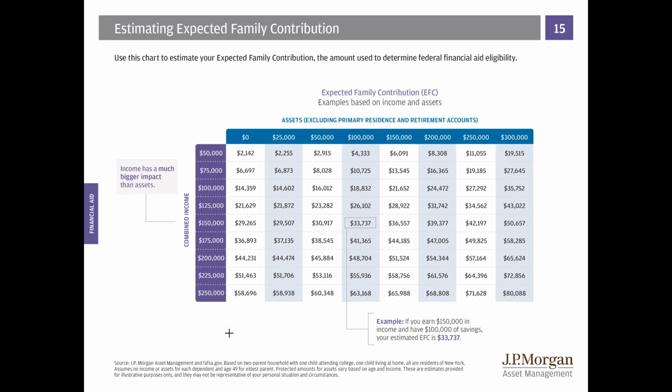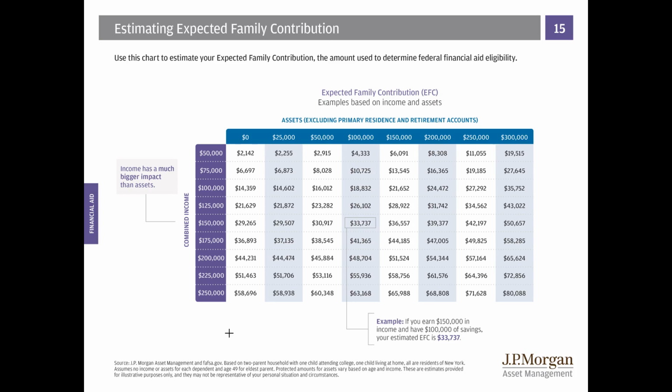Okay, so trying to estimate the expected family contribution. There's a lot more that goes into it, but this is just a high level overview so you understand the basic gist of it. What the U.S. Department of Education does is calculate the EFC, expected family contribution, to determine your financial aid eligibility. To find your estimated EFC, you go to the box where your income and your assets intersect.